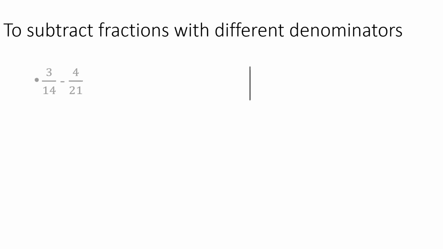Now take one more question. 3 by 14 minus 4 by 21. Here 14 and 21 are the denominators. So we will find out the LCM of 14 and 21. We will divide by common divisor. So what is the common divisor of 14 and 21? 7. 7 2s are 14. 7 3s are 21. Now is there any common divisor of 2 and 3 other than 1? No. So we will stop here.